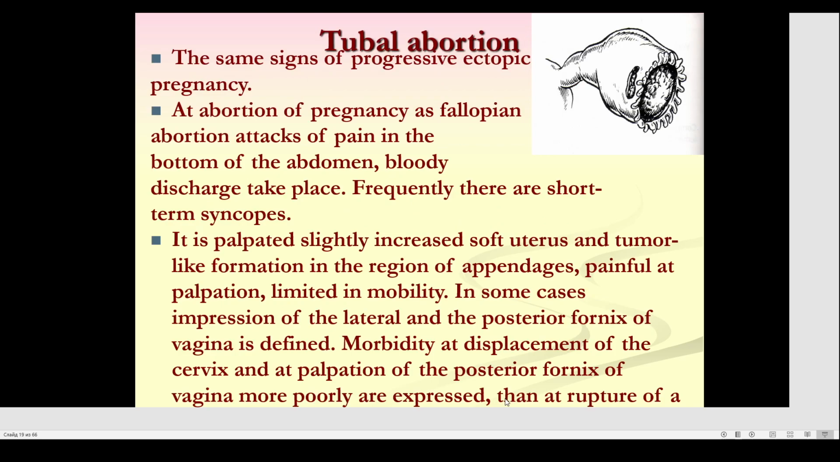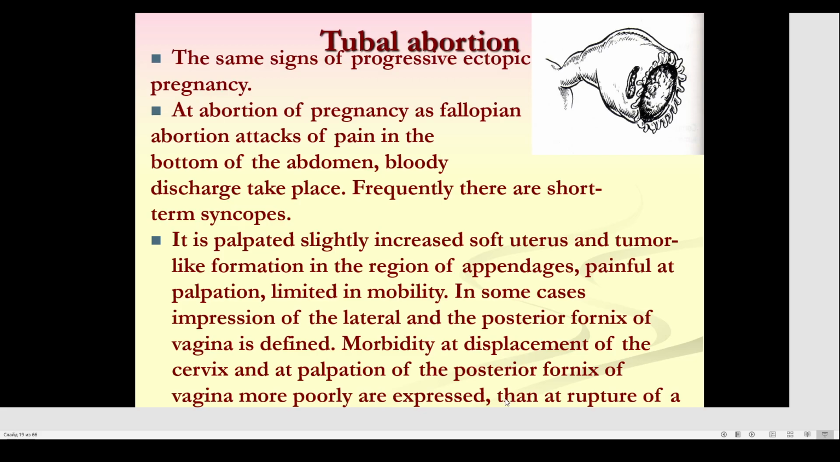If tubal abortion happens, there may be the same clinical signs again, the same signs of progressive ectopic pregnancy. At abortion of pregnancy as fallopian abortion, attacks of pain in the bottom of abdomen and bloody discharge take place. Frequently there are short-term syncopes.